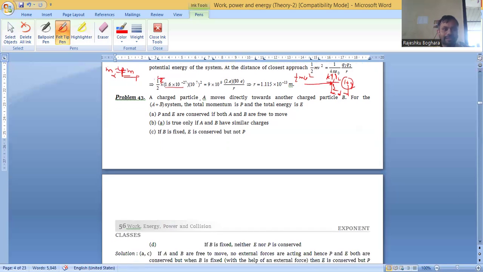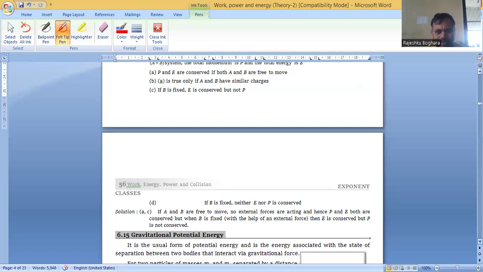Charged particle A moves directly toward another charged particle B. For the A plus B system, the total momentum is P and the total energy is E. So both total energy and momentum are conserved.